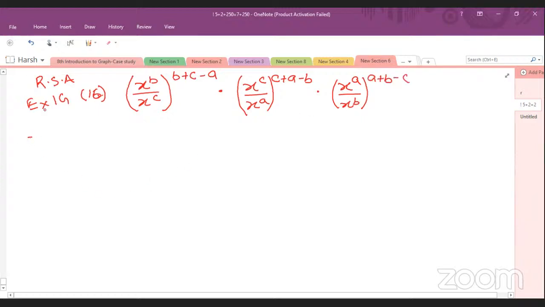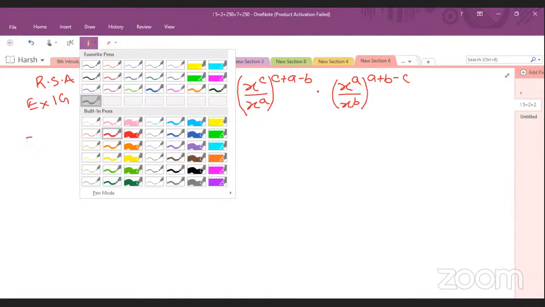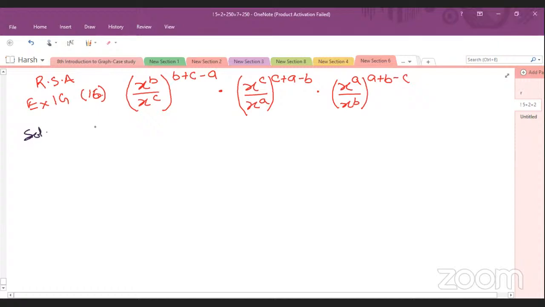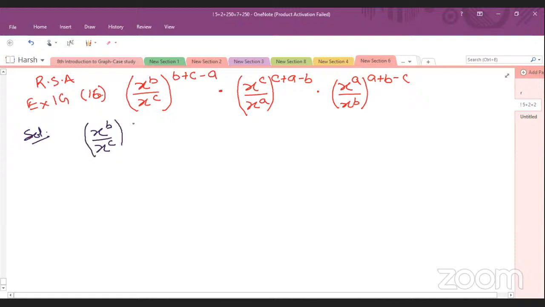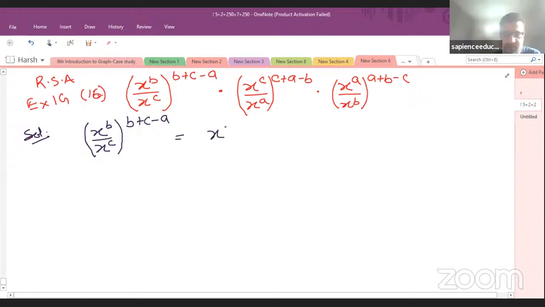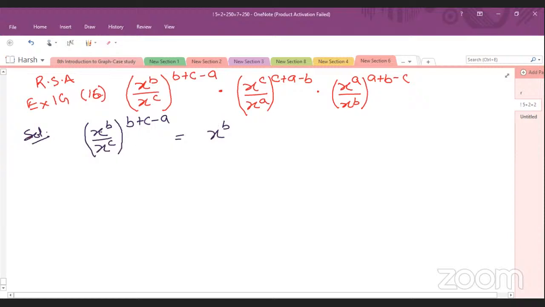Yes, Mohit, go ahead. Sir, for the first term, x^b by x^c, the whole power b+c-a, is equal to x to the power b square. Okay. You are multiplying this with this. Yes, sir. x^(b square plus bc minus ba).